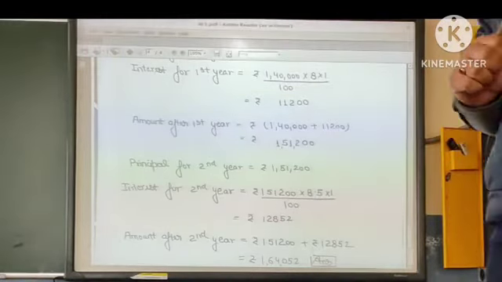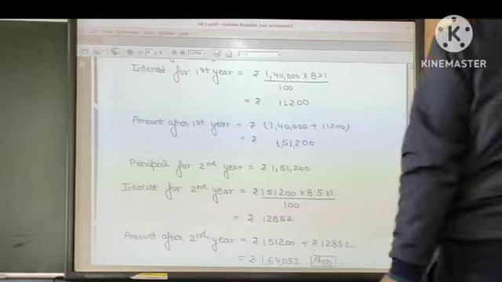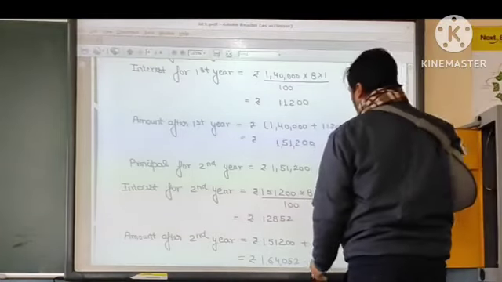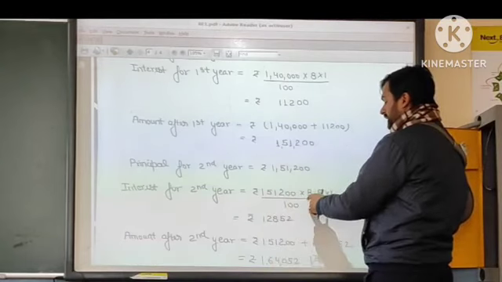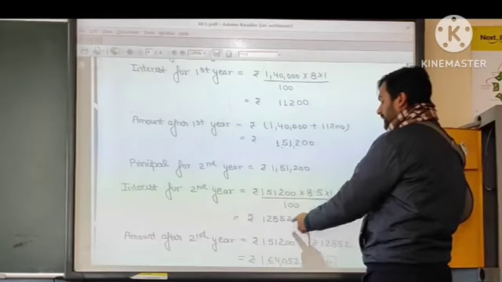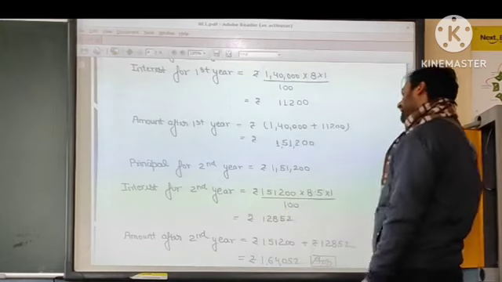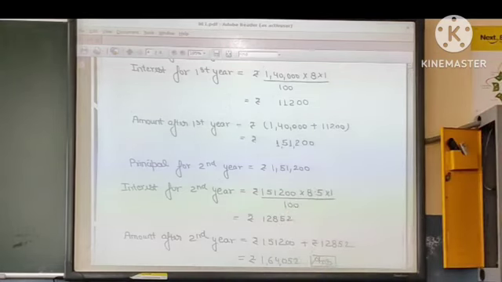So what will this be? This will be 1,51,200 into 8.5 into 1/100. So this will be 12,852. The 0s cancel, and 8.5 into this will give you 1,2852. Again, you have to be very strict and thorough with your multiplication abilities. You have to multiply them properly.